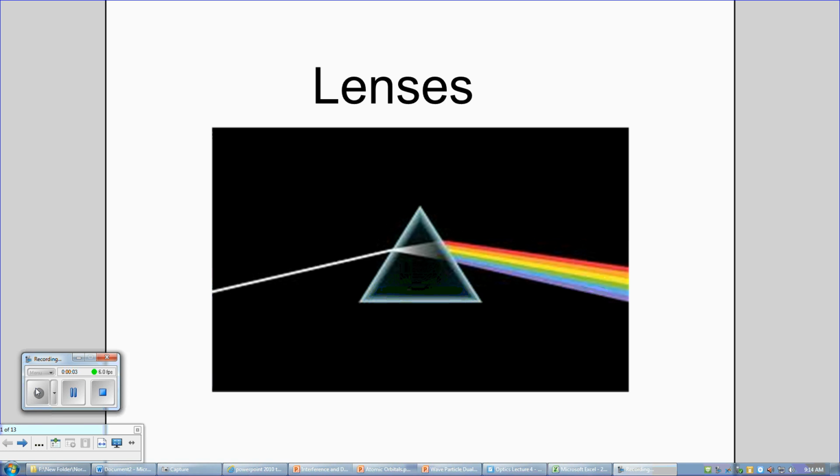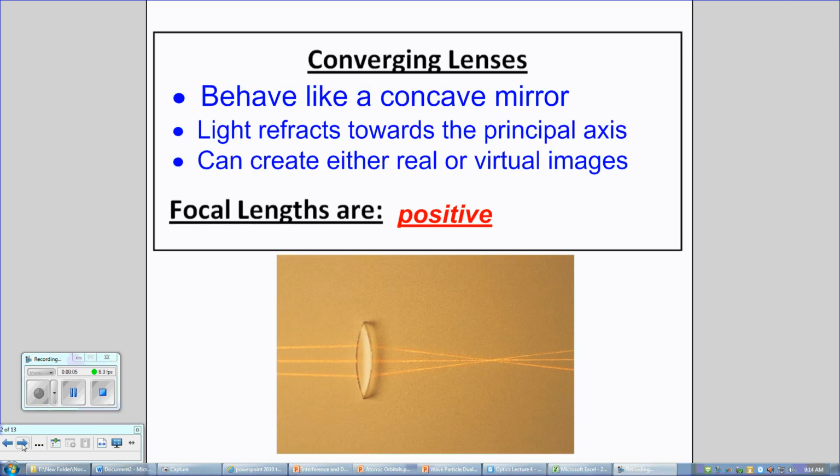This video is about lenses. So we're going to switch from mirrors into lenses. Converging lenses behave like concave mirrors. Light refracts towards the principal axis, so it bends the light towards the center, and it can create real or virtual images, all of which are facts of concave mirrors. And also the focal length is positive, also a fact of concave mirrors.